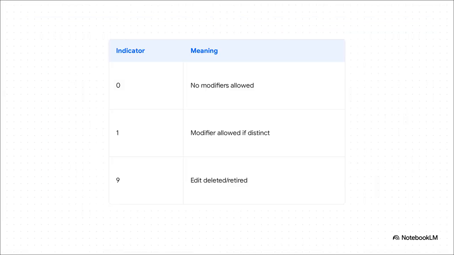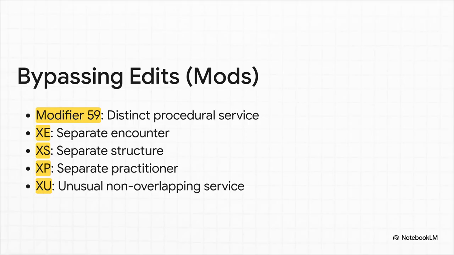To navigate those edits, you've got to understand NCCI modifier indicators. Think of this as your ultimate visual cheat sheet. A 0 indicator, that means unbundling is literally never allowed, no exceptions. But a 1 means you actually can bypass the edit, but only if your clinical documentation firmly supports a distinct, separate service. And a 9 just means the edit was deleted or retired, so you don't really have to worry about it.